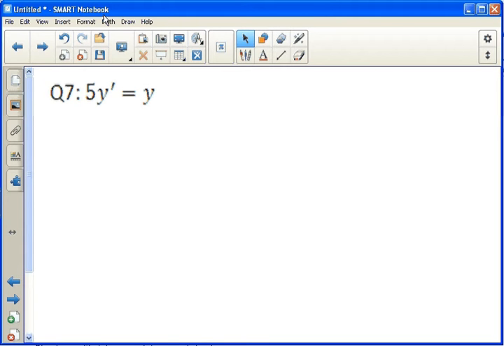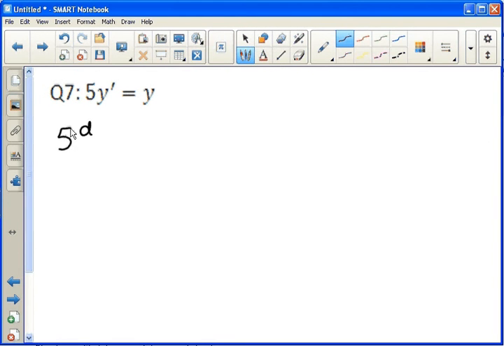To solve these types of differential equations, you just follow the 4 steps: Leibniz, separate, integrate, simplify. So first we put things in Leibniz notation. We change it from y prime to dy over dx. Then we separate. We need all the x's on one side and all the y's on the other.